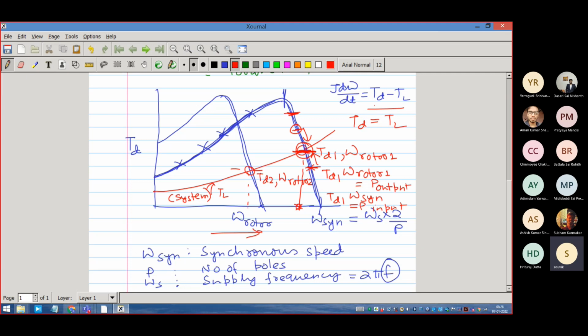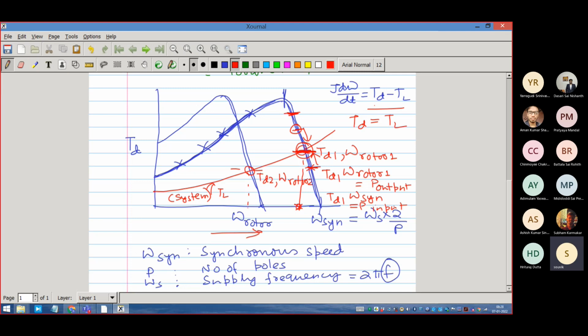So what is the difference? This difference is TD1 into (omega sin minus omega rotor 1). So that power is dissipated in the machine, basically in the rotor copper loss. It is dissipated in the rotor copper loss.